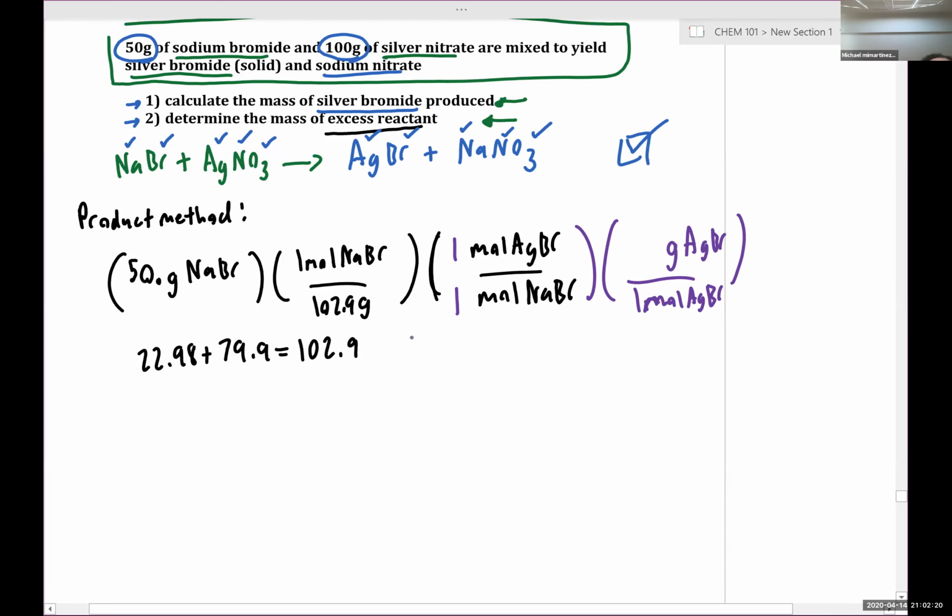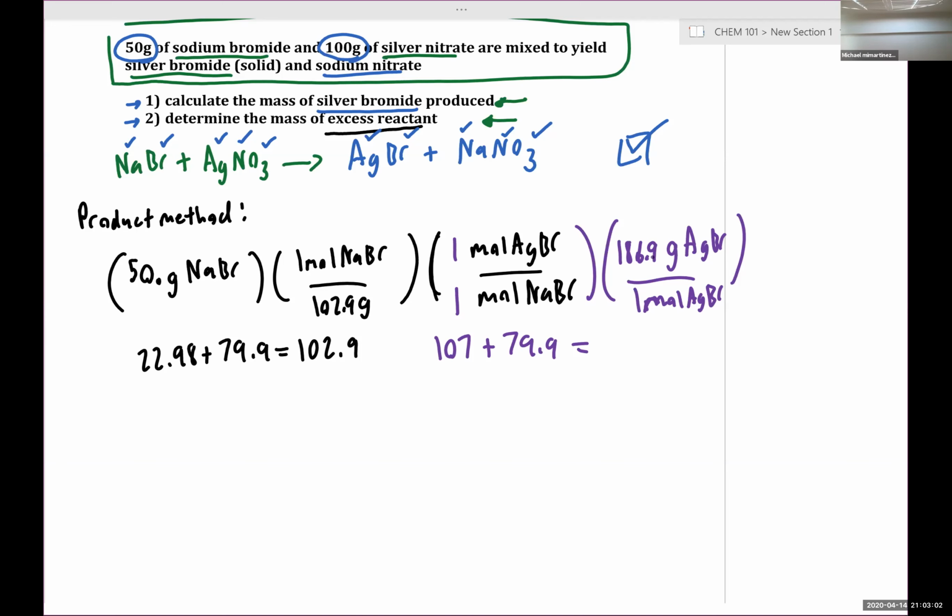So let's calculate that. We have 107 for silver plus 79.9 for bromine, and that gives us 186.9. Let's just check that really quickly in our periodic table. Okay, perfect.